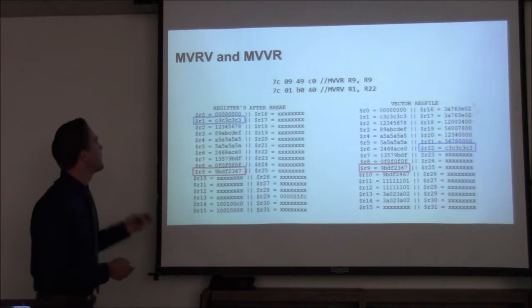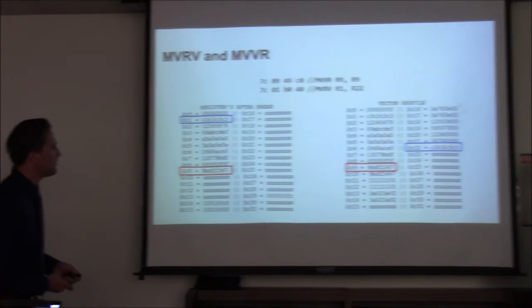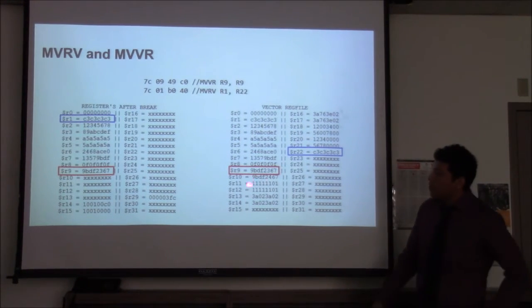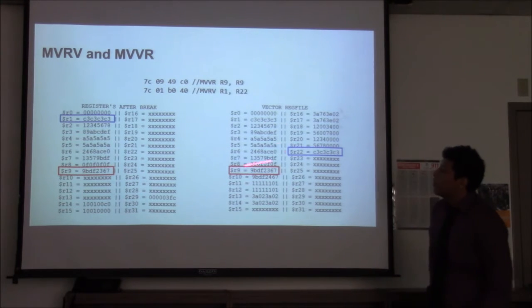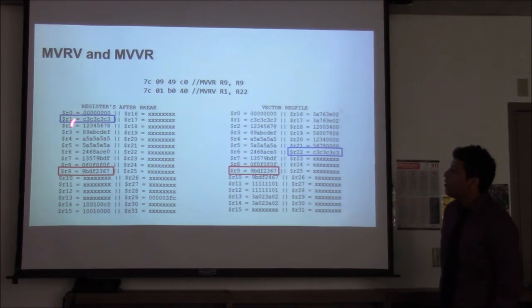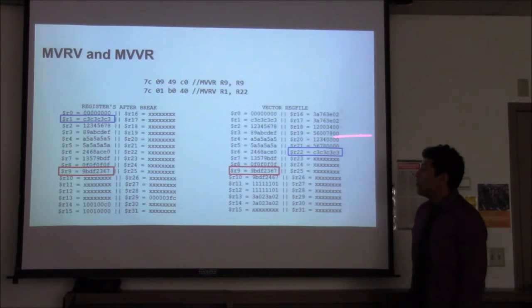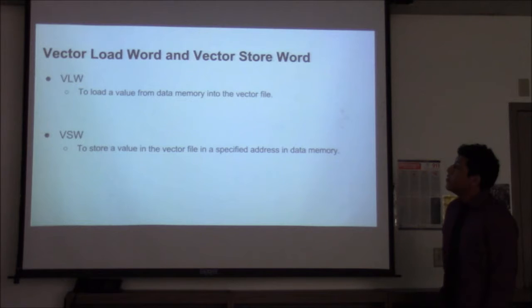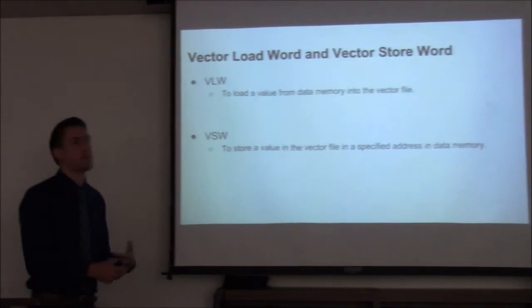So then here's our verification. Here we're just showing we're moving register 9 from the vector file to register 9 in the register file, and we're also showing moving register 1 from the register file into register 22 in the vector file. All right, and now here come the big ones, if you want to implement with memory.